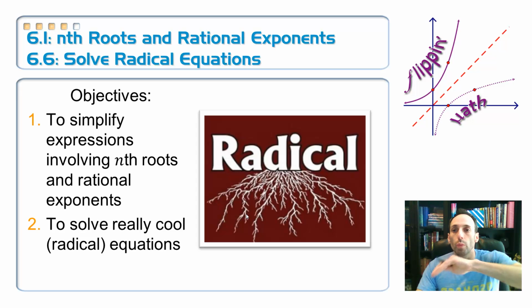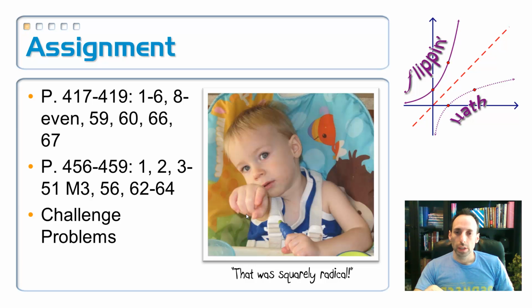And we know that nth roots and rational exponents mean the same thing. And whenever we have radical equations, we are basically separating the radicals, squaring both sides or cubing both sides to get rid of it, and then you solve the equation that you get as a result. Okay, so here's your assignment.